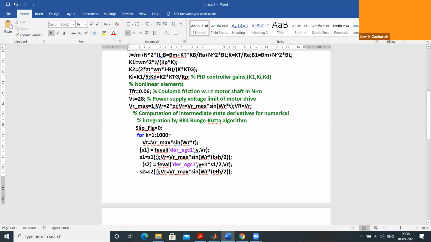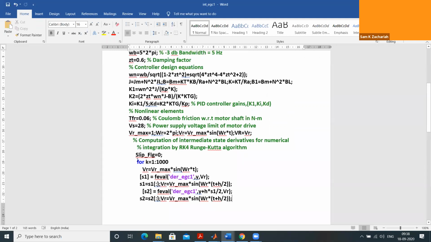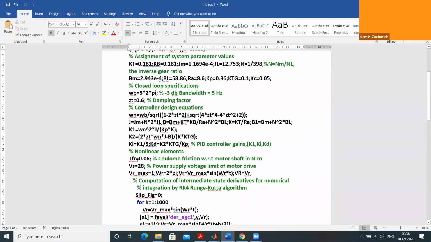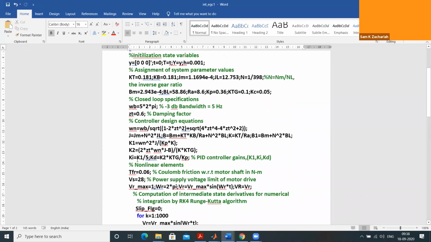For k equal to 1 to 1000 intervals we are simulating. For example, if you are using your sampling interval as 1 millisecond, then 1000 into 1 millisecond is 1 second. You will be simulating for 1 second. Likewise, you can change. And the sampling interval you have to declare in this main program as h. You can see that h is equal to 0.001, that is 1 millisecond we are declaring.